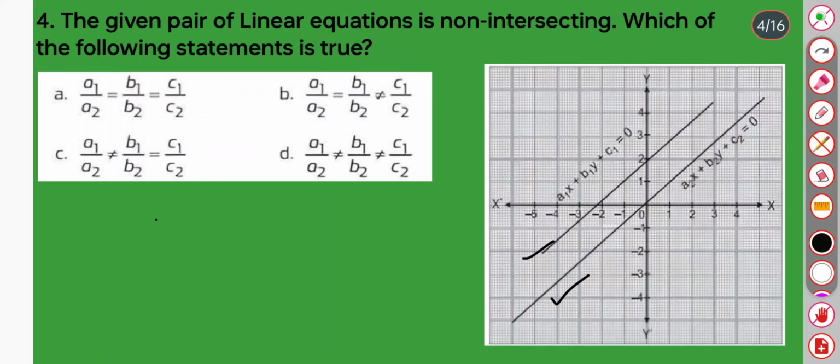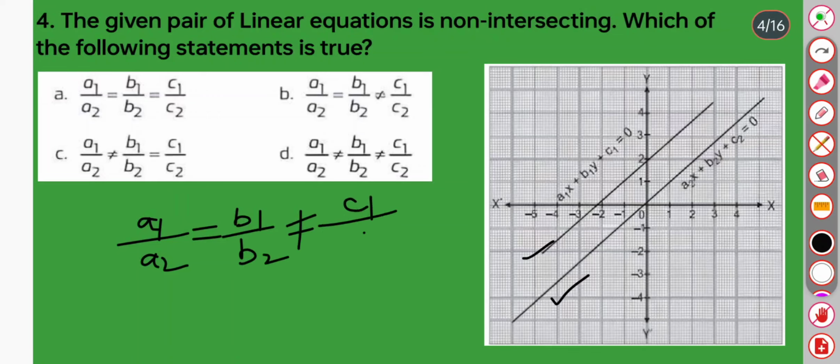Whenever you get no solution, what is our condition? A1 by A2 equal to B1 by B2 but not equal to C1 by C2. Now check the options. If you observe, option B is the correct one, that is A1 by A2 equal to B1 by B2 not equal to C1 by C2. This is the condition for parallel lines or no solution.